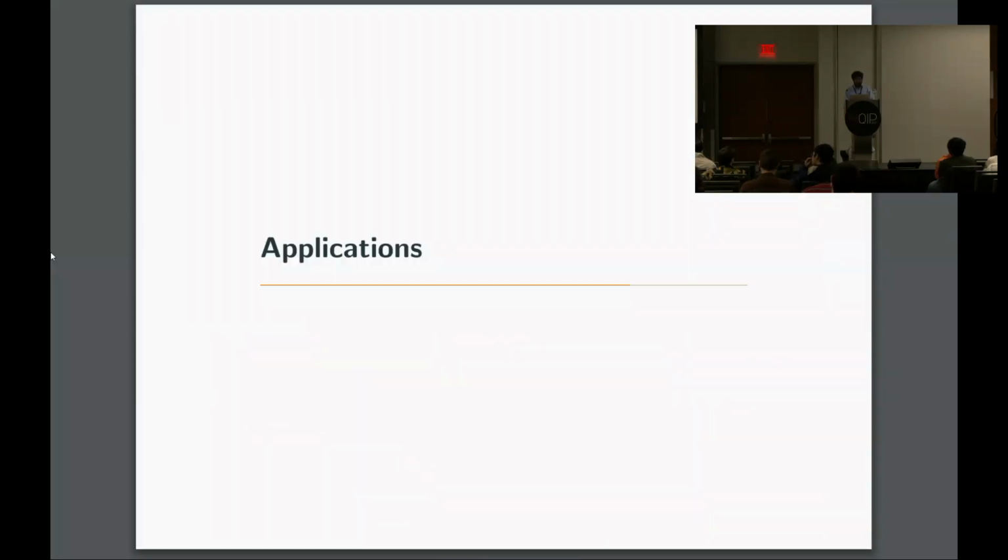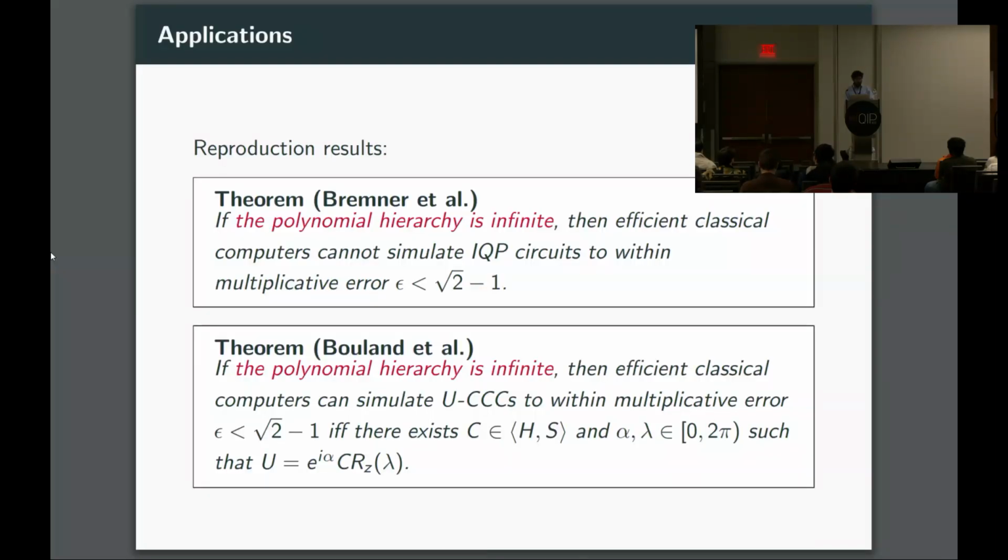So, some applications. One of the first things you can do with this is reproduce, in basically two steps, extremely simple proofs for the hardness of IQP circuits and conjugated Clifford circuits. Basically, it boils down to the identification of two or three gadgets and then just computing some traces and showing that they meet the criterion that you want.